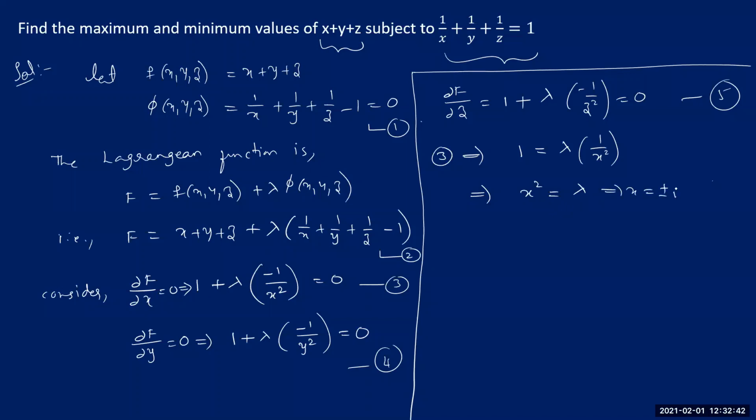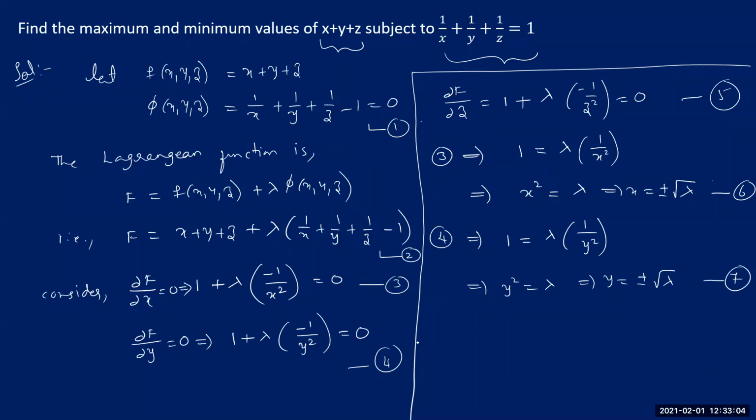And then see what happens when you take this. I'm writing it as equation number 6. Then now equation 4 can be written like this. 1 is equal to, as we write here in this previous step, now it is 1 by y square. Now from this, we can write y square is equal to lambda, or else we can write y is equal to plus or minus root lambda. I'm taking this as equation 7.